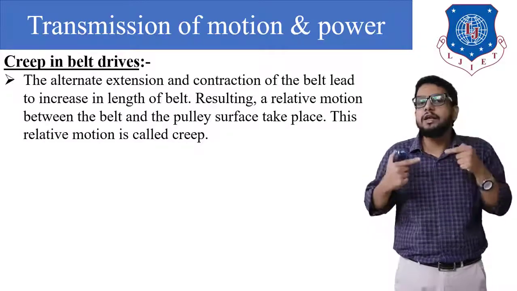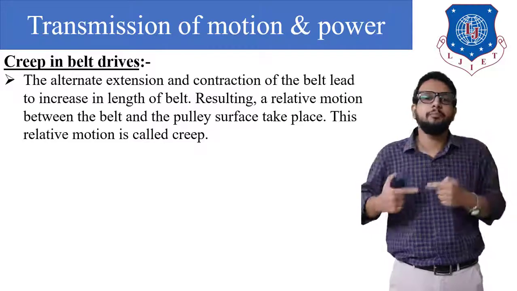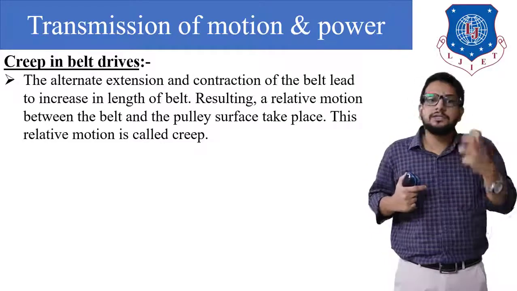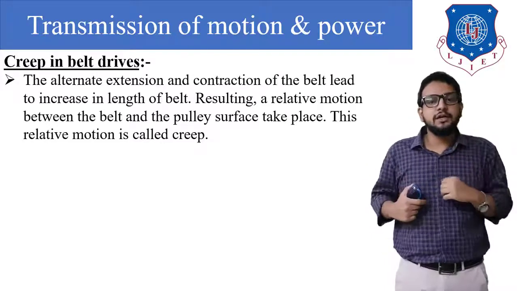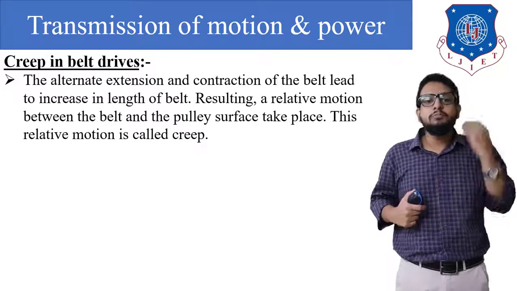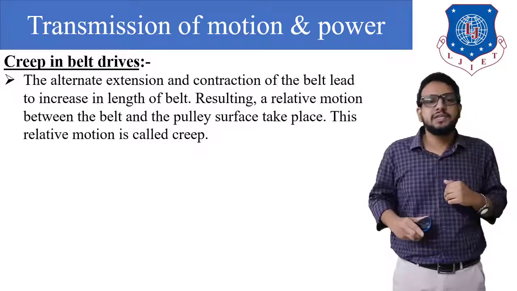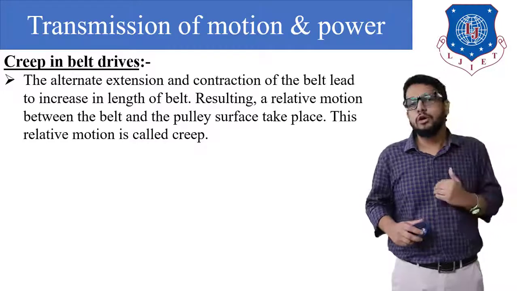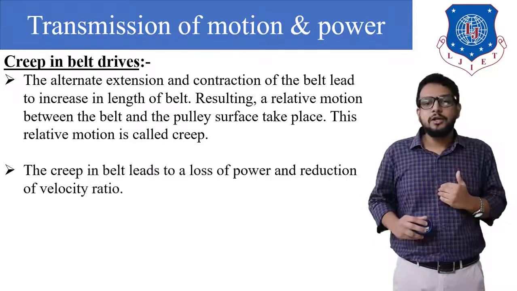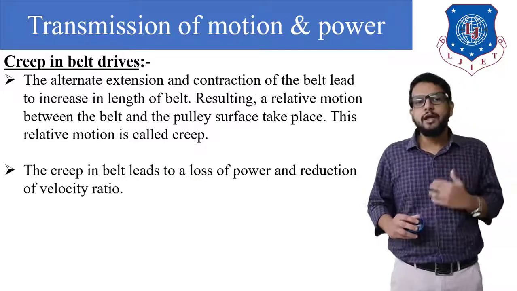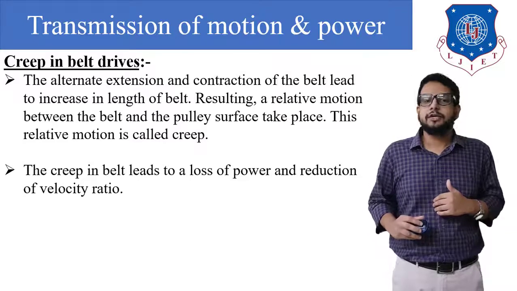Again, this will lead to a relative motion between the driver and the belt, and this could lead to a slip. Okay, so it is written that a relative motion between the belt and the pulley surface takes place, and this relative motion is called slip. The creep in a belt leads to a loss of power and reduction of velocity ratio.